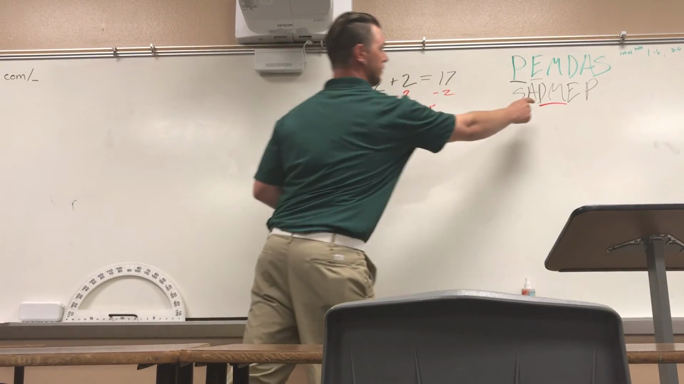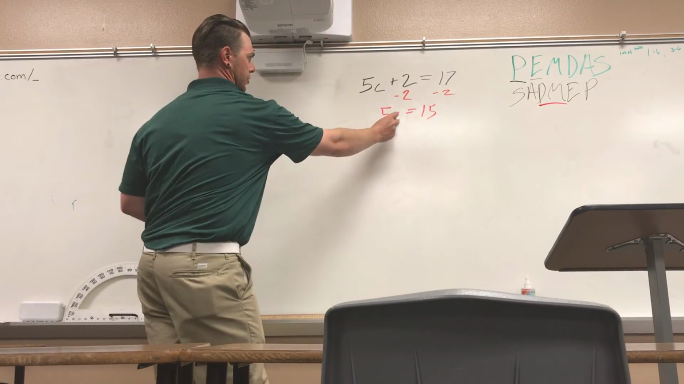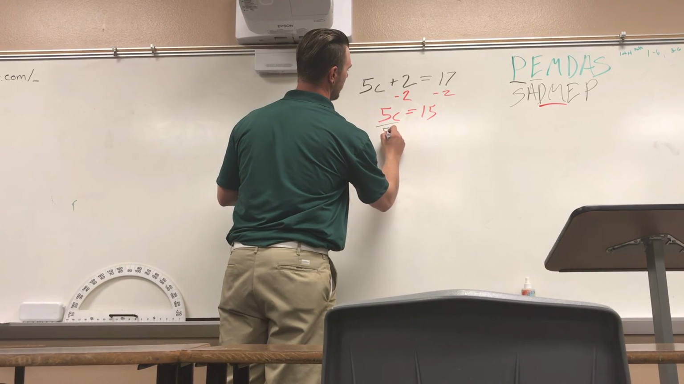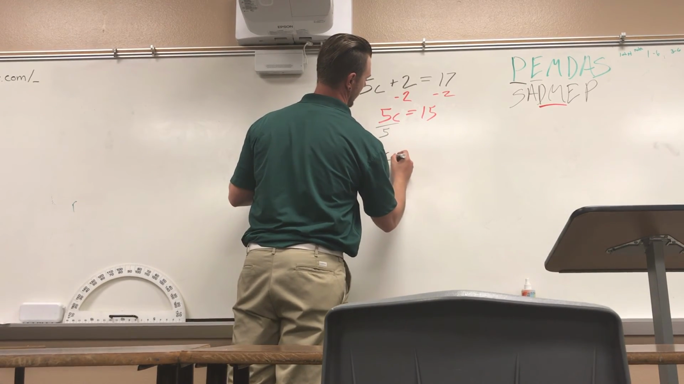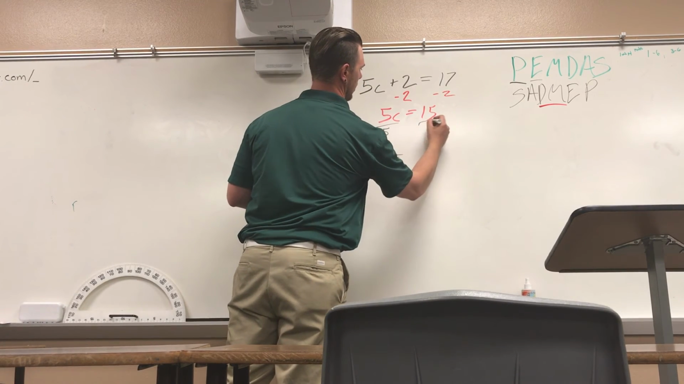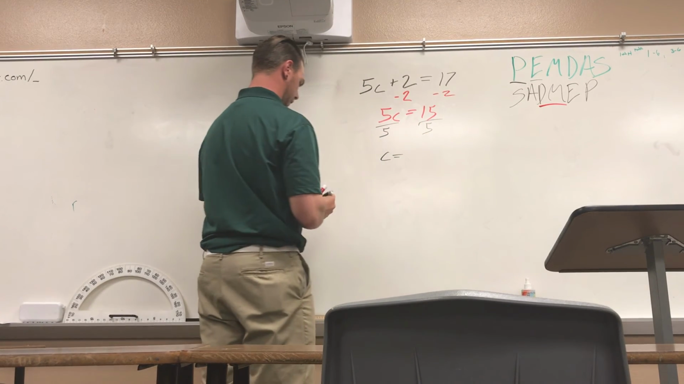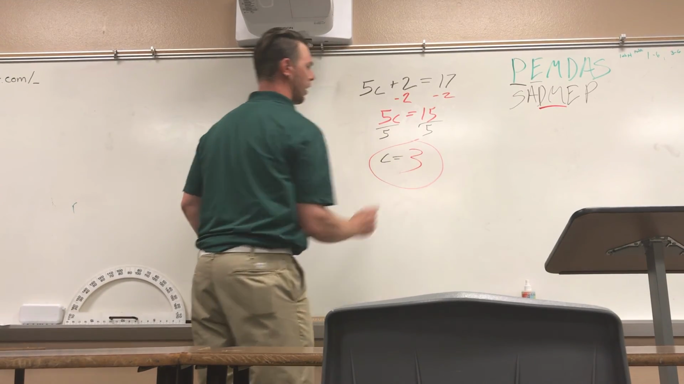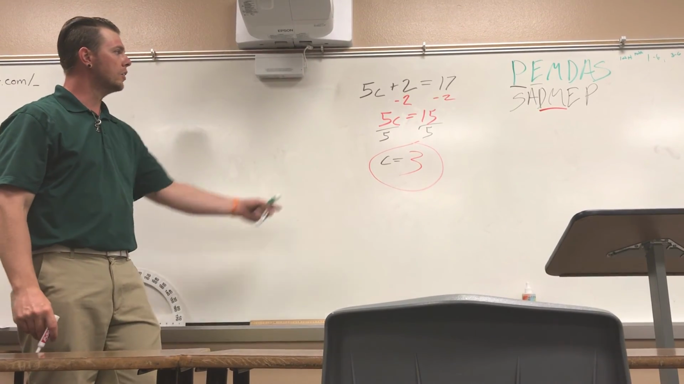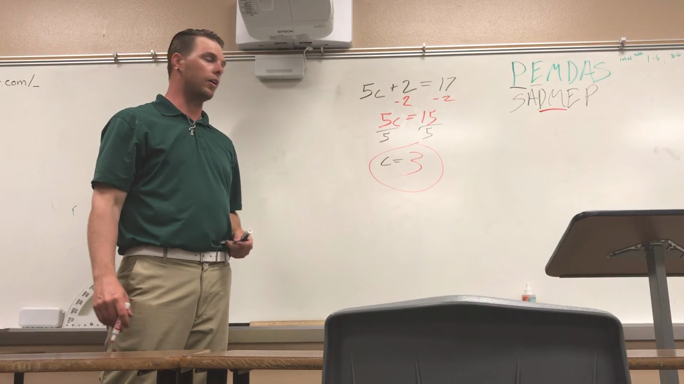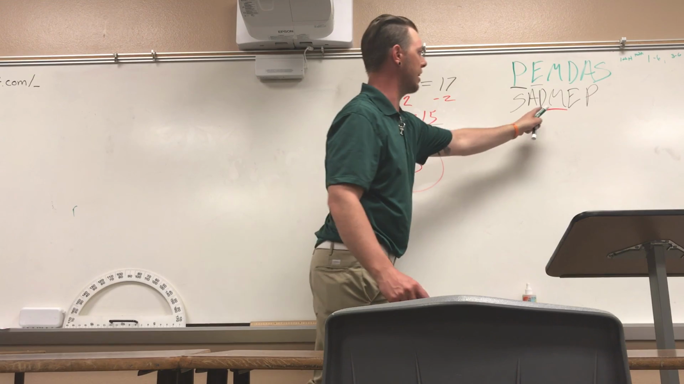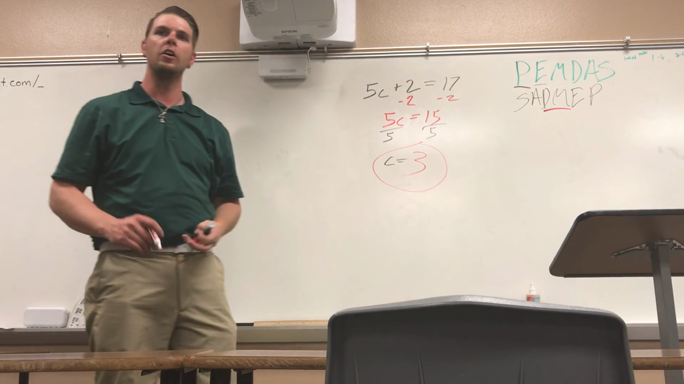And now we got to divide or multiply again. So we want to get that C by itself. Divide by 5. So we get C equals 3. 3 is our answer. All right, there you go. So if you have any questions, let me know. But I'll be around to help you out. But don't forget to use SADMAP to solve your equations.